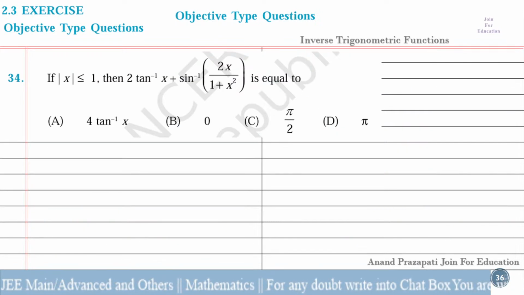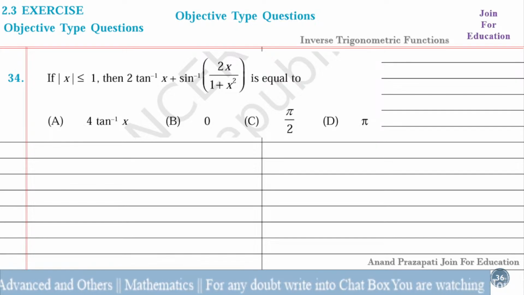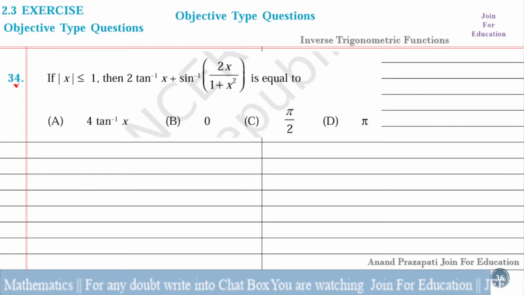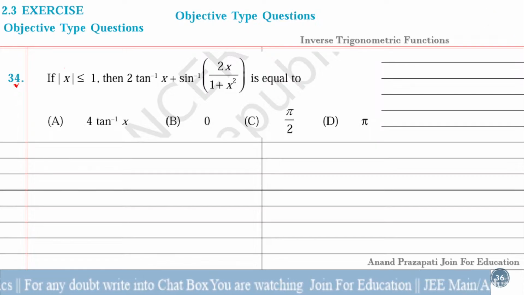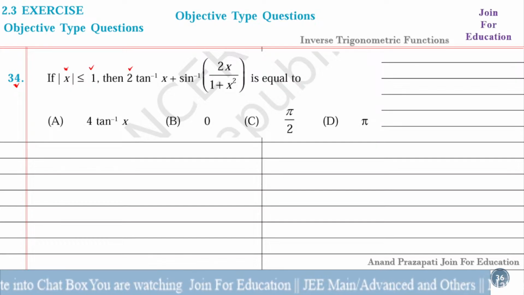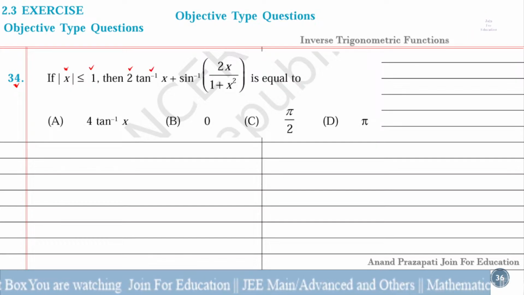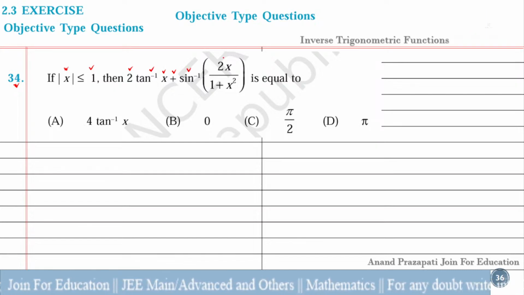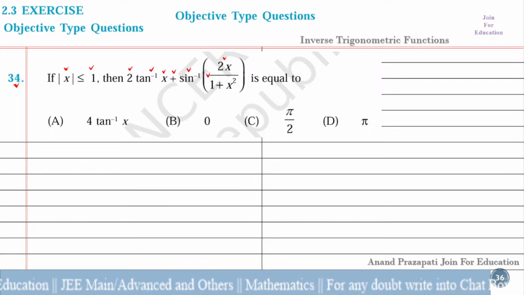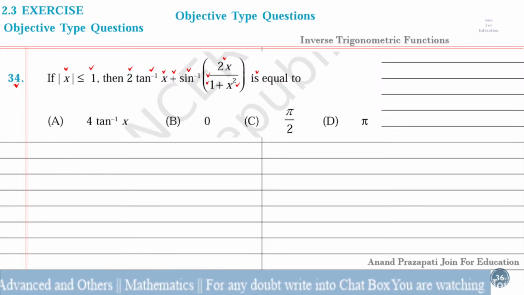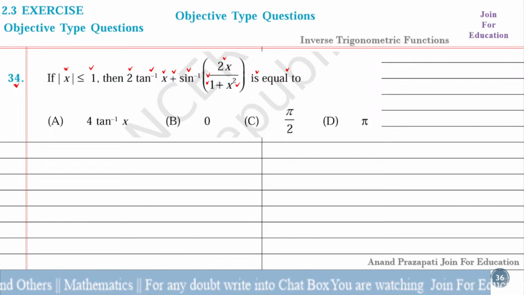Let's see question number 34. This is a very easy question. After the solution, I will pick out the correct option. So, the absolute value of x is less than or equal to 1, then 2 tan inverse x plus sin inverse of 2x by 1 plus x square is equal to. Let's see the solution of this question.